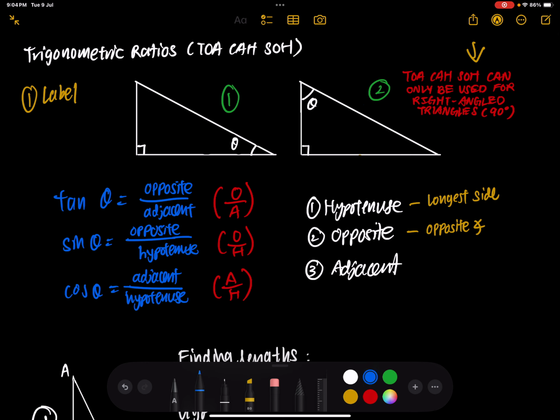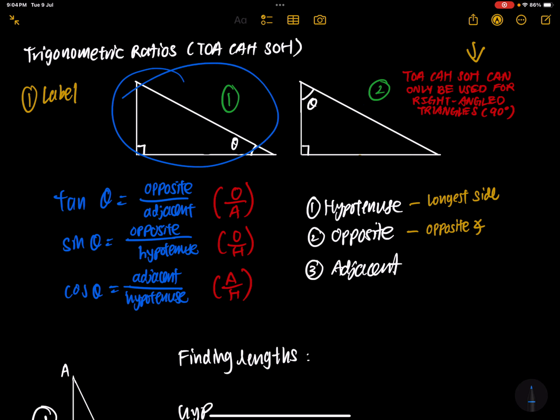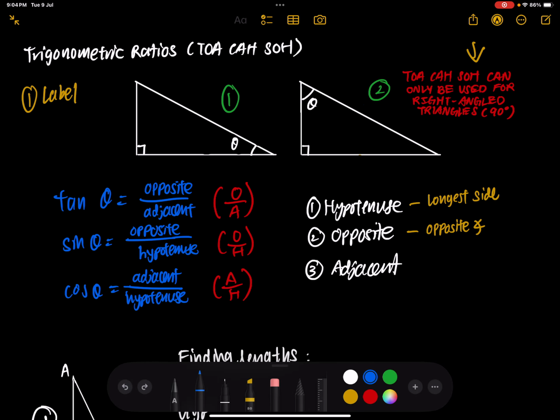Now, how do we find the opposite for this one? The longest side is this one, the hypotenuse. It's also always opposite the right angle. But it's always the longest. You see, the longest thing is the hypotenuse already. Next thing, opposite is always opposite your angle. So it's this one. So the last one is adjacent.